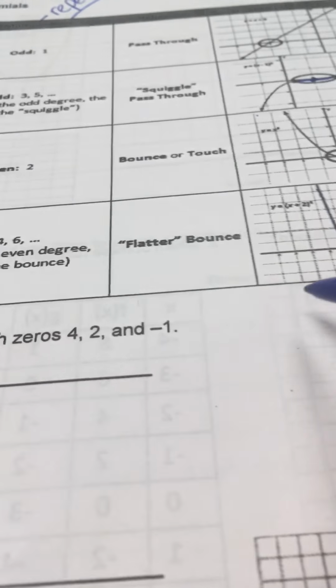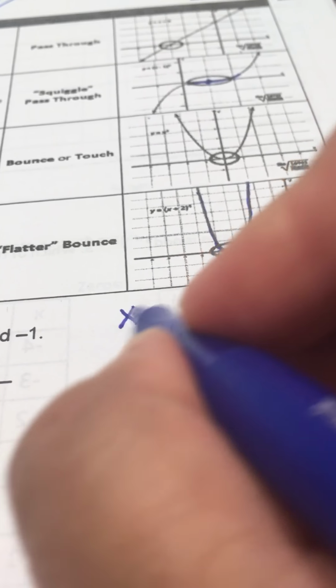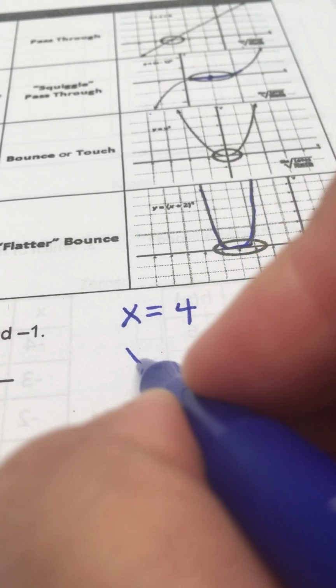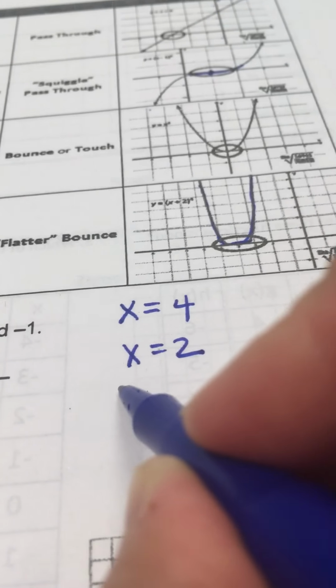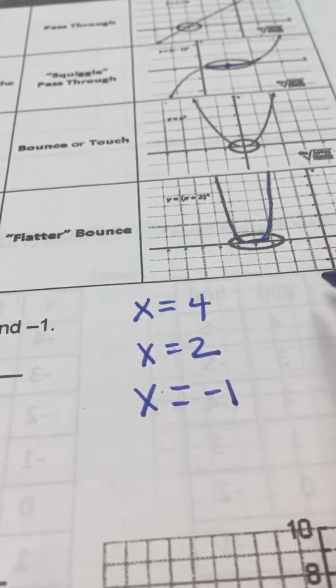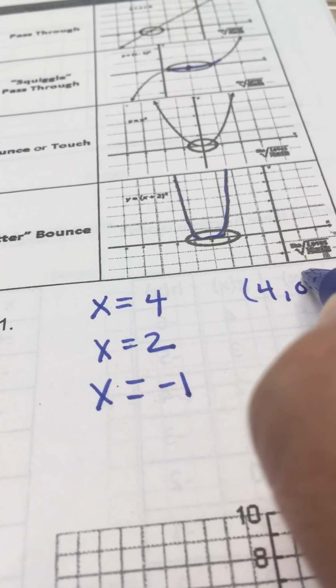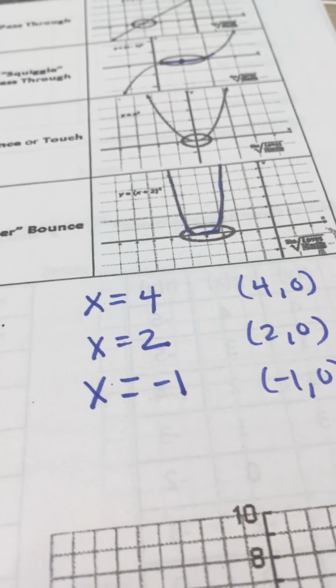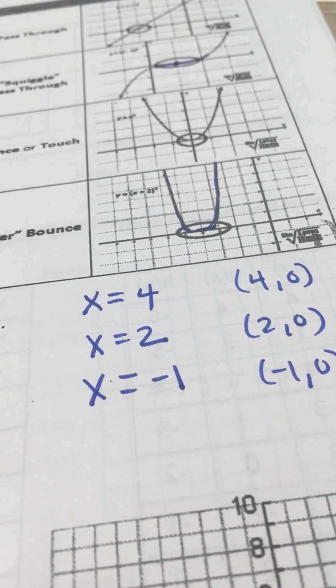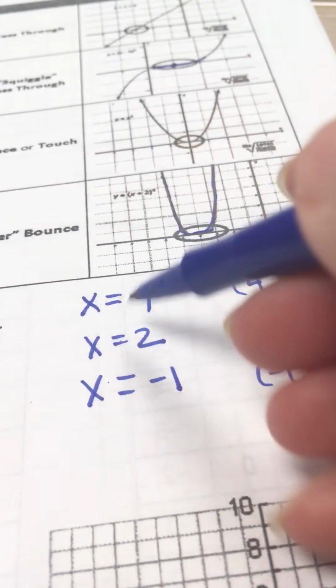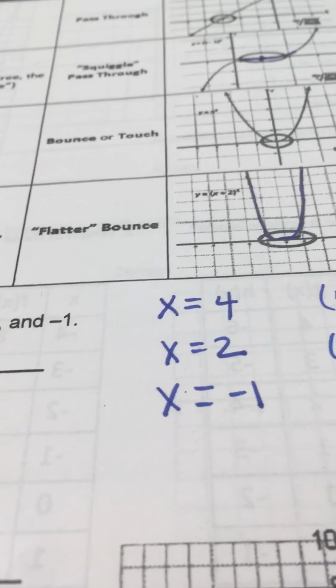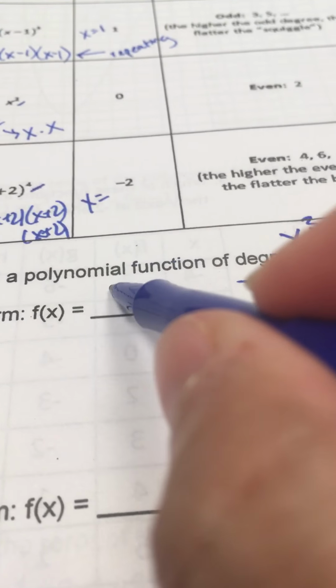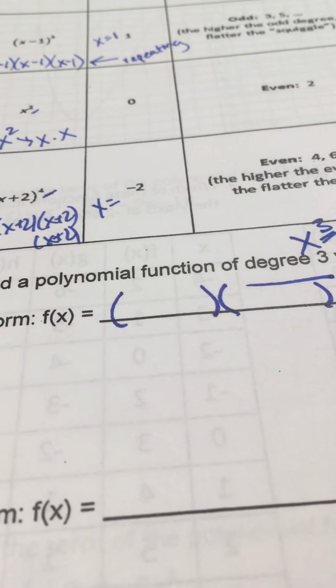So if the zeros are 4, 2, -1, this means x equals 4, x equals 2, x equals -1, or as an ordered pair, it'd be on the x-axis at 4, 2, and -1. So with that in mind, first it asks you for factored form, so really it's just looking for these, you're going backwards.